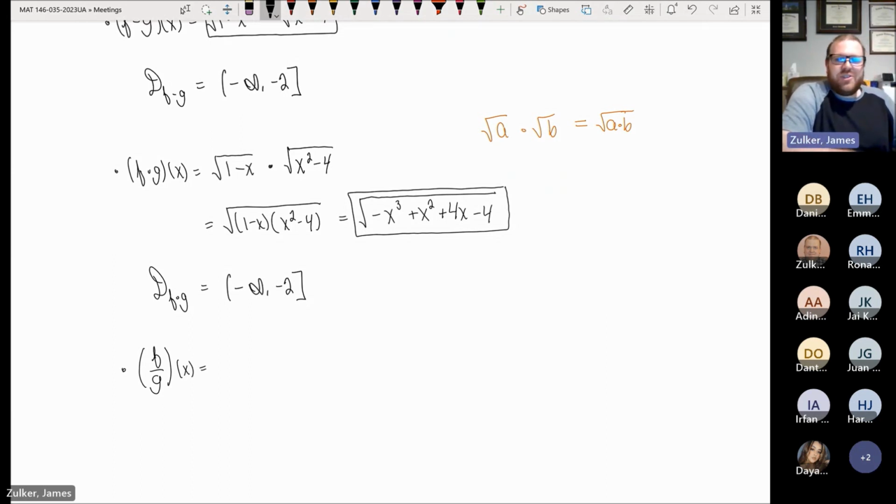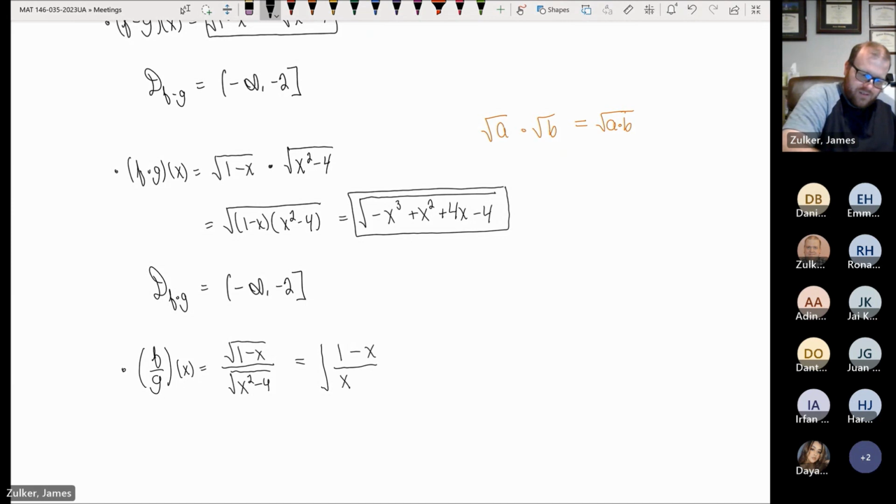Now, what about f over g, right? So that's going to be f of x over g of x. Right? The only simplification we can make is to put it all under one square root. Otherwise, there are no other simplifications. Nothing's going to cancel.